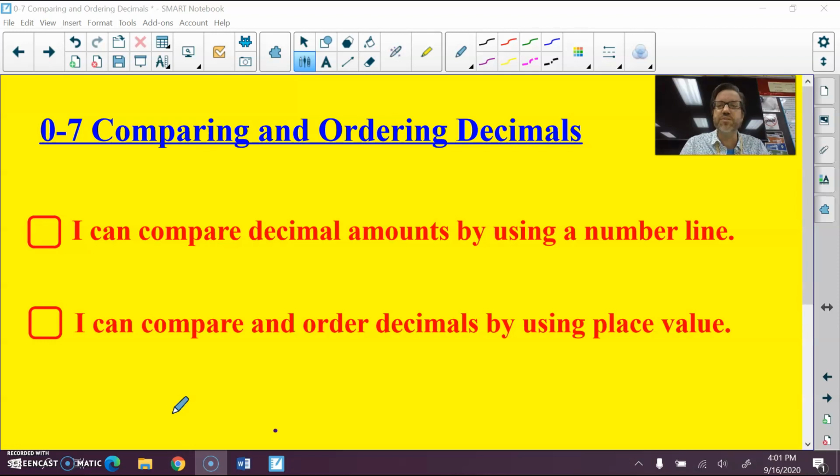We have two learning goals. As you can see in the first learning goal, it says I can compare decimal amounts by using a number line. And we'll look at one example like that today, but we should be able to compare decimal amounts when they are shown on a number line. And secondly, I can compare and order decimals by using place value. And most of the examples that we do today will be doing exactly that, using place value, lining up the decimal points and comparing them to see which one's larger, which one's smaller, and how we would order them.